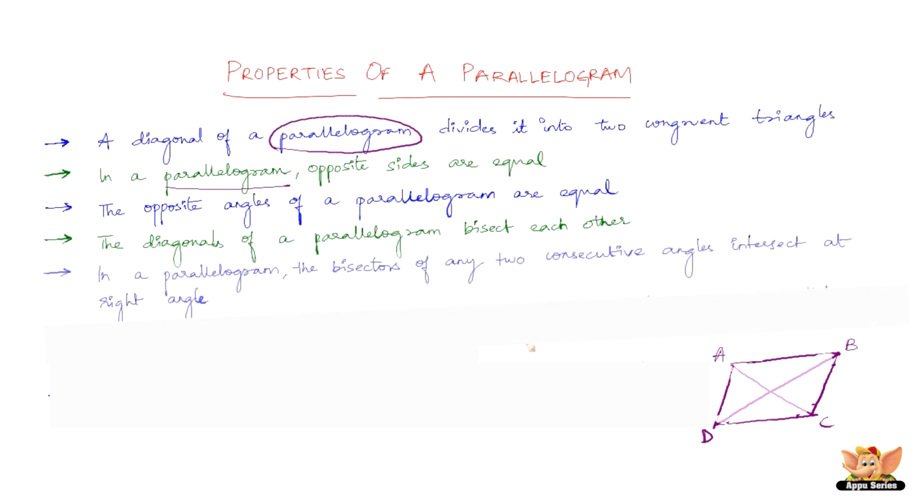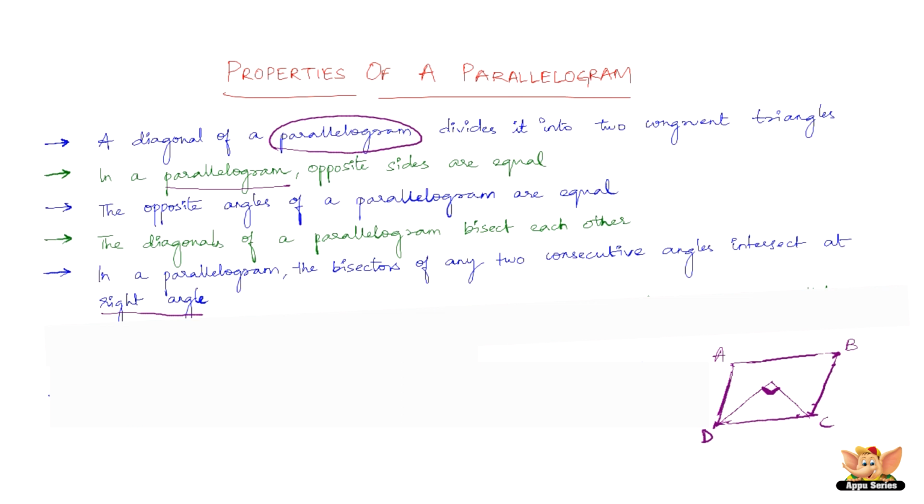The fifth point says that in a parallelogram, the bisectors of any two consecutive angles intersect at a right angle. That means, you know what a bisector is already. So, let us take two consecutive angles. Consecutive angles means they share a common arm or a common side. So, let us consider the angles D and C and let us bisect these. Bisect is nothing but cutting angle D into equal halves. So, let me bisect it like this and let me bisect C. Now, these meet at right angles is what that property says. The bisectors of any two consecutive angles intersect at a right angle. That's the point.